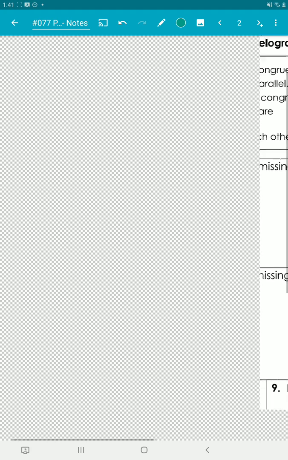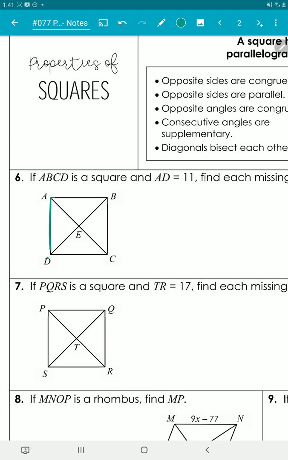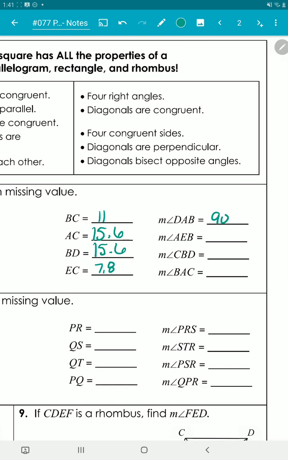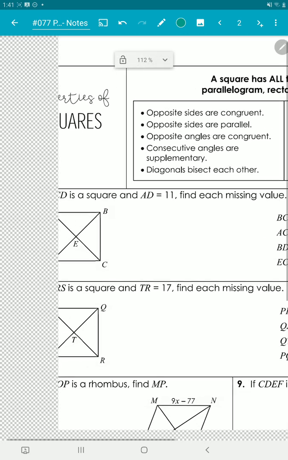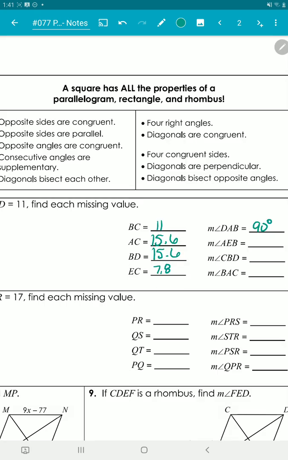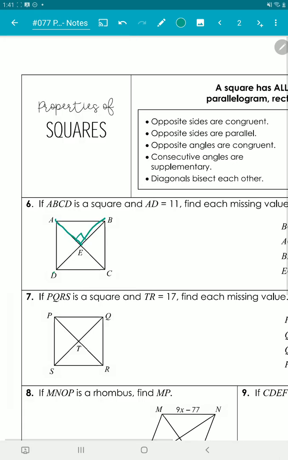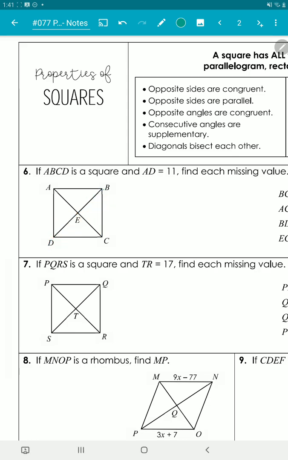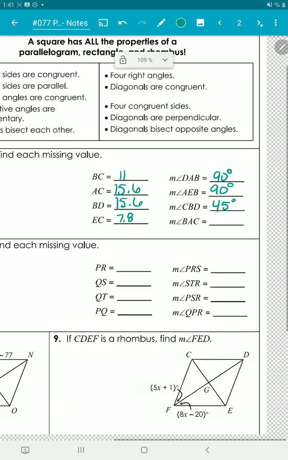DAB, okay, if we look at this, DAB, it's the corner, it's a square, so it's always going to be 90 degrees. AEB, 90 degrees. Okay, CBD is going to give us C to B to D, so that's half of the 90 degree angle, so it's going to be 45 degrees. And now if we look at BAC, it's also going to be half of the right angle, so it's going to be 45 degrees.